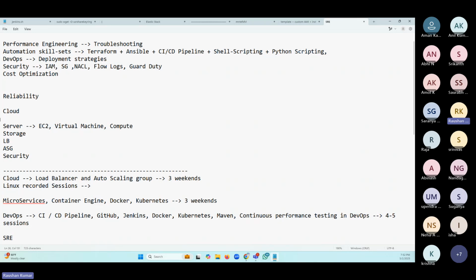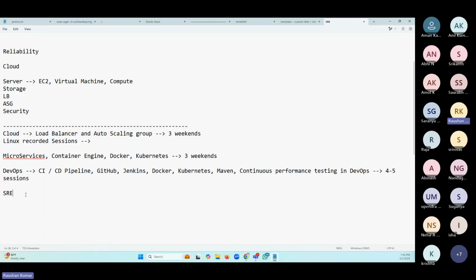Then we talk about SRE, friends. SRE terminology: a lot of terminologies are there. You need to understand what SLO, SLIs, SLAs, error budgets, and mean time between failures (MTBF) are. In disaster recovery, you'll understand RPO and RTO, and a lot of things. When we talk about SRE, I'll be giving access to the Java performance engineering recorded sessions here.